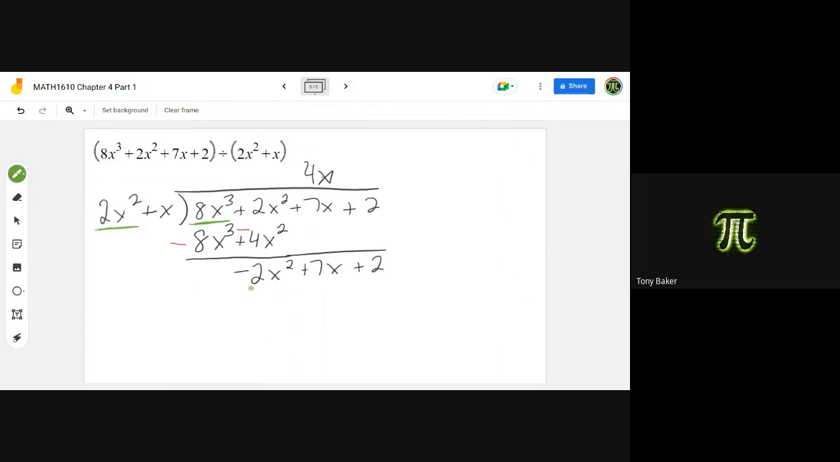Now we're looking at the 2x squared going into negative 2x squared. It goes in negative 1 times, so negative 1. Negative 1 times that is negative 2x squared. Negative 1 times x is negative x. Change my signs. Negative 2x squared plus 2x squared is 0. 7x plus x is 8x plus 2.